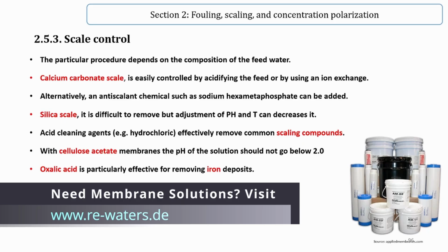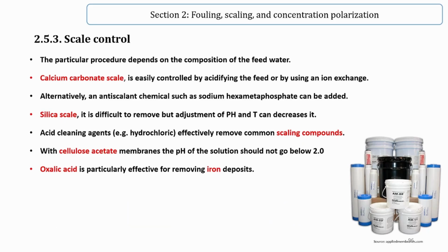Scale control. A good pre-treatment system is essential, but pre-treatment must be backed up by an appropriate cleaning schedule. In fact, scale control is complex, and the particular procedure depends on the composition of the feed water. Calcium carbonate scale, by far the most common problem, is easily controlled by acidifying the feed or by using an ion exchange water softener to exchange calcium for sodium. Alternatively, an anti-scalant chemical such as sodium hexametaphosphate can be added.